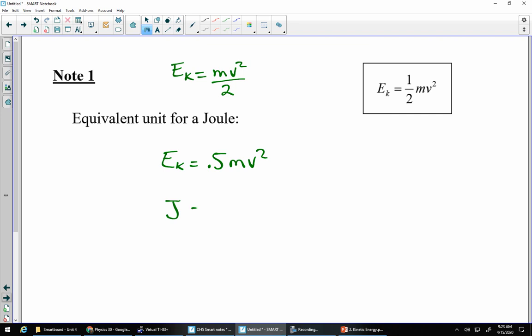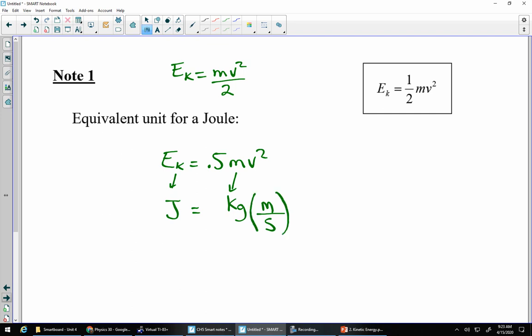Kinetic energy is measured in joules. The 0.5 doesn't have any units. It's just a 0.5, so we're going to leave it there. The mass is measured in kilograms. Perfect. And then the speed, well, that's meters per second, but that meters per second is going to be squared.